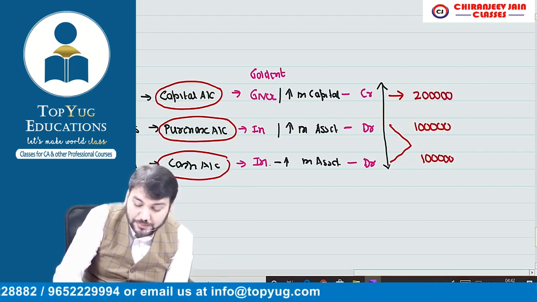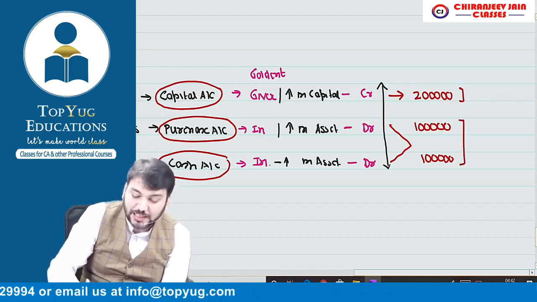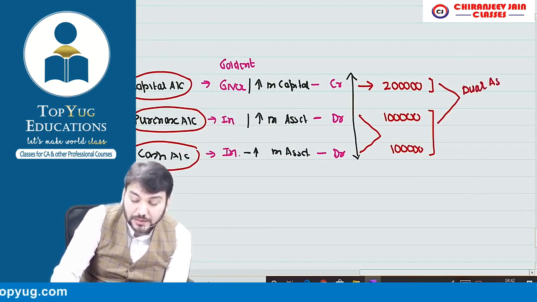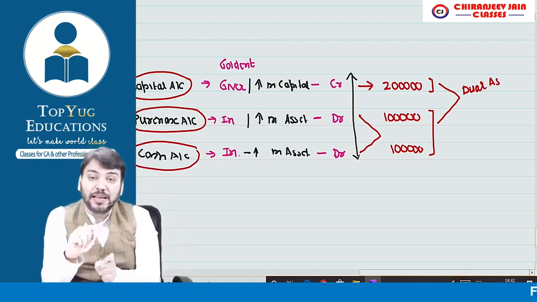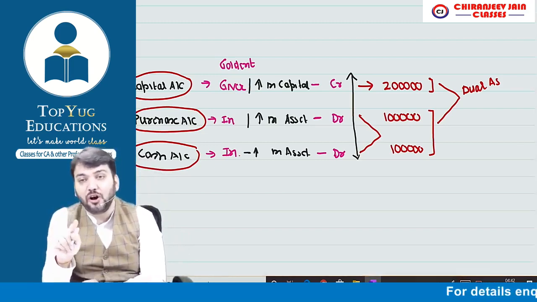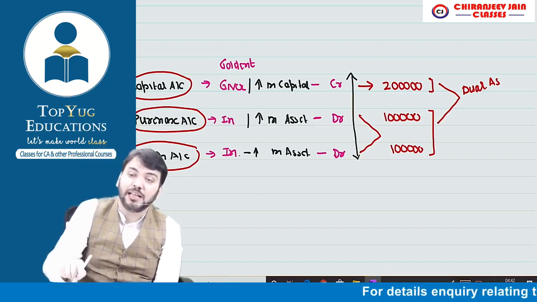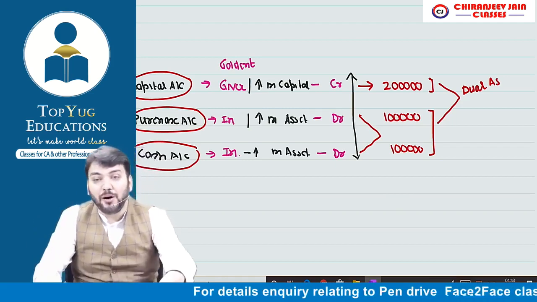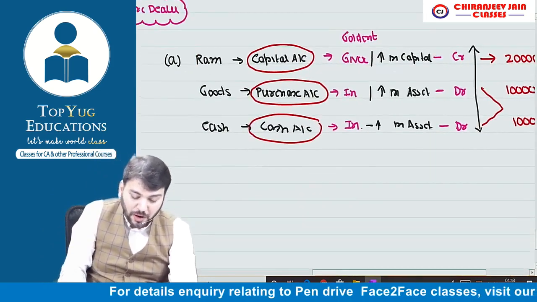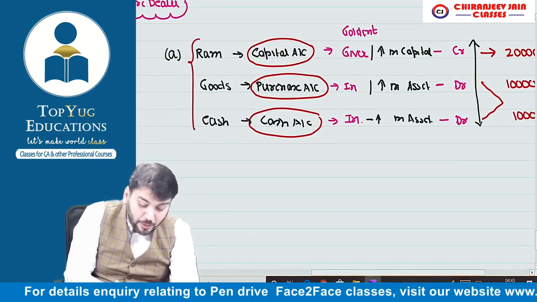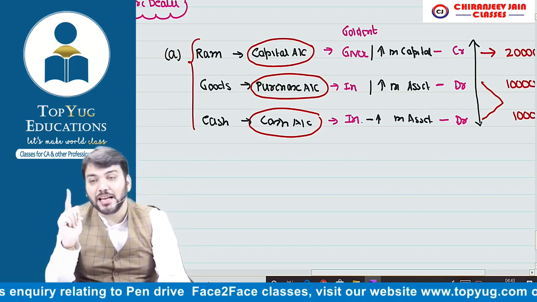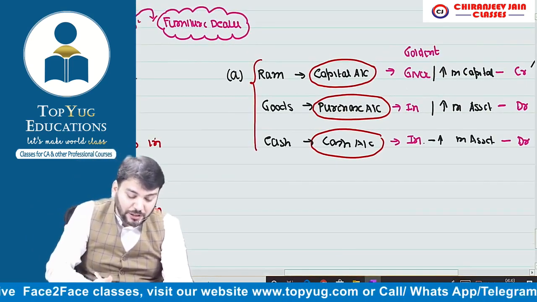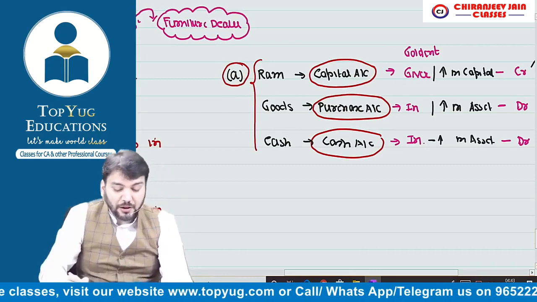So the amount debited must be equal to the amount credited. This is what we call dual aspect. The meaning is not that the account debited must be equal to the account credited, that is wrong. In a transaction, the amount debited must be equal to the amount credited. Correct? Understood this point? So can I say there can be more than one account, but the amount debited must be equal to the amount credited. Any doubt in point number A?